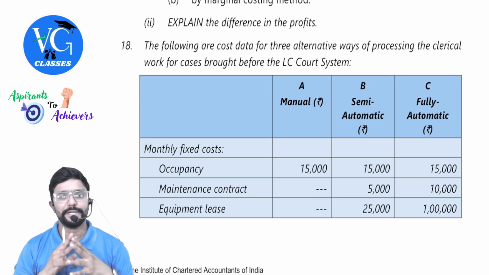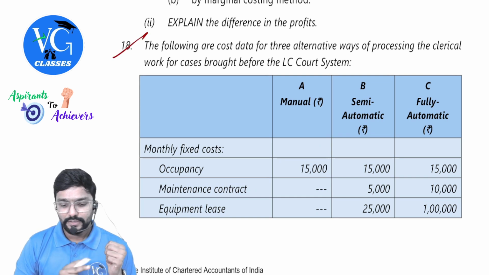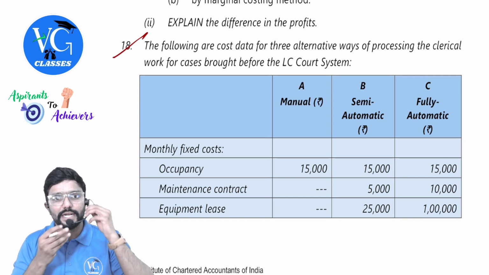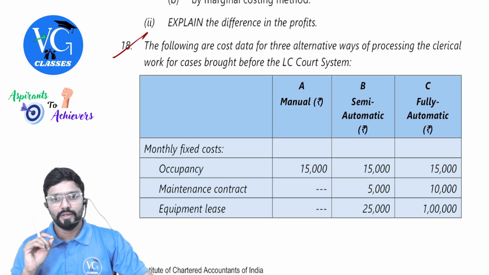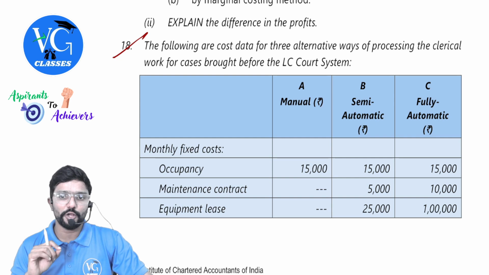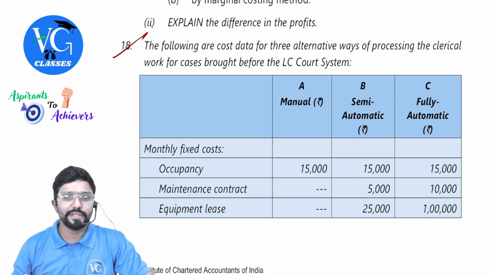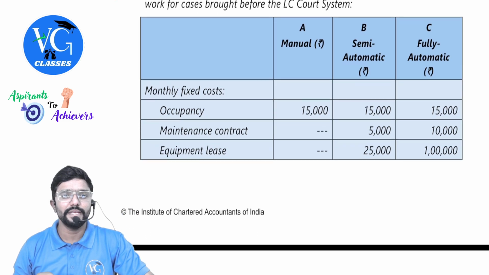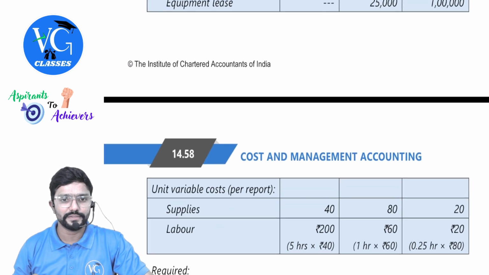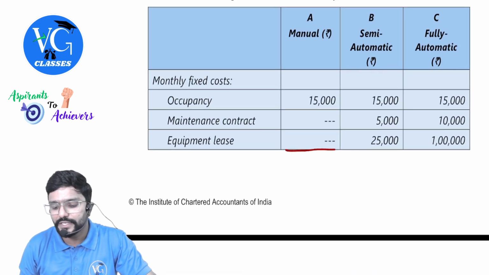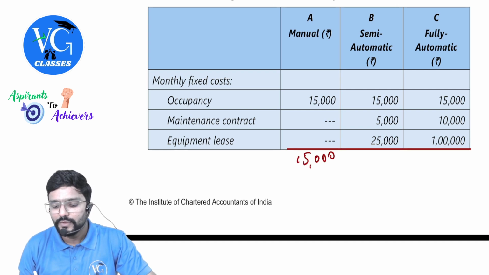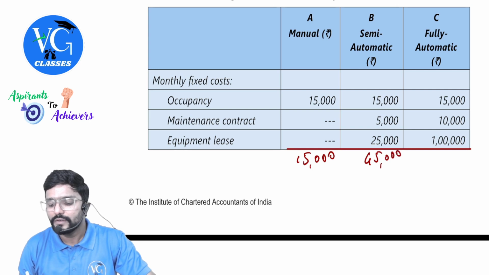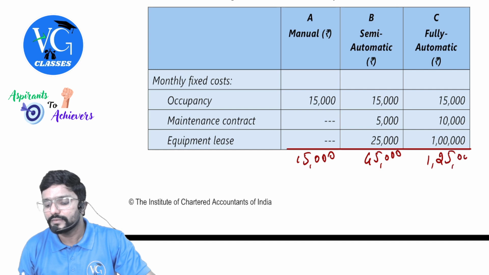Question number 18. The following are the cost data for three alternate ways of processing the clerical work of cases brought before the LC code system. A, manual. B, semi-automatic. C, fully automatic. Monthly fixed expenses are given, guys: occupancy, maintenance contract, equipment lease. Let me just total up so that it would be easy for us. 15,000, 45,000, 1,25,000.